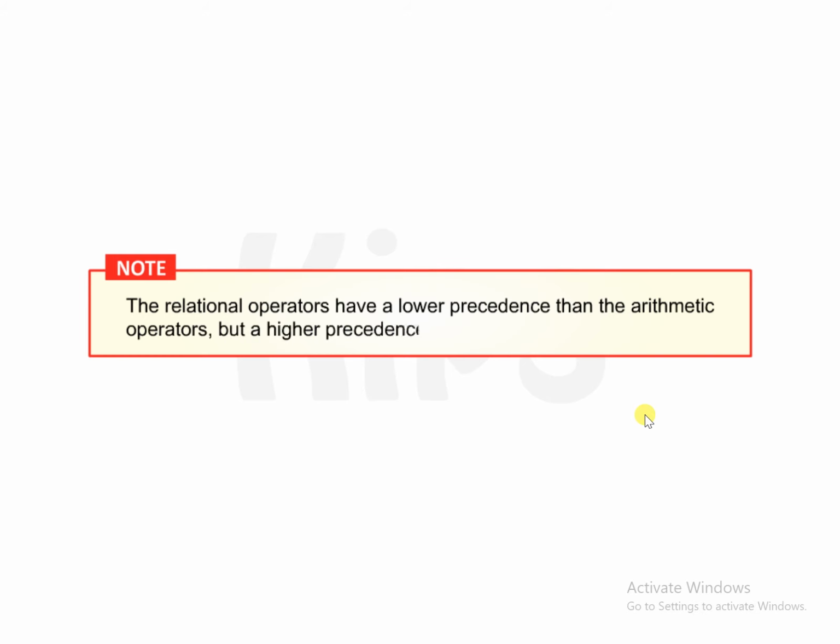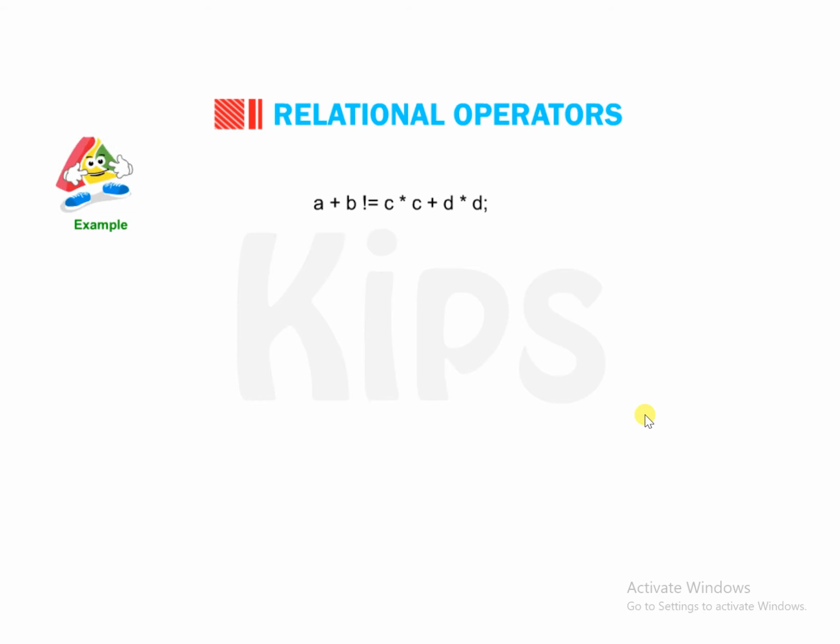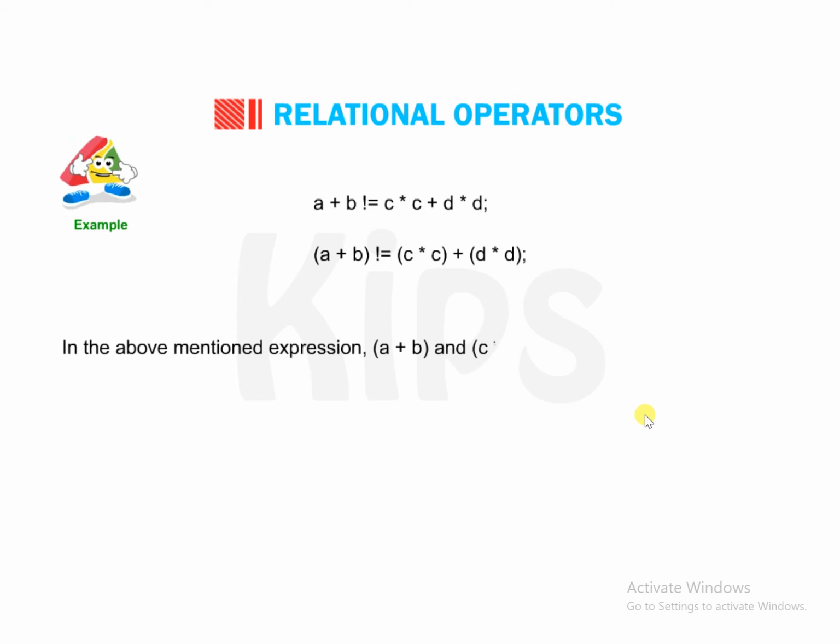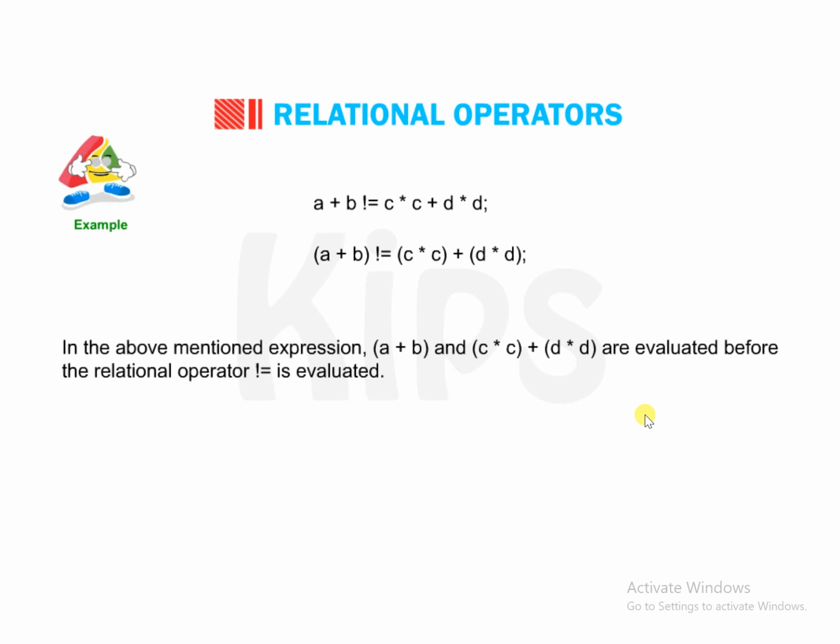Okay, students, note that the relational operators have a lower precedence than the arithmetic operators, but a higher precedence than the assignment operators. For example, a plus b not equal to c into c plus d into d, semicolon. In the above mentioned expression, a plus b and c into c plus d into d are evaluated before the relational operator not equal to is evaluated.